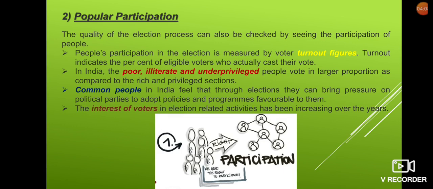The third aspect of participation is of the common people in India. They feel that through elections they can bring pressure on the political parties to adopt policies and programs favorable to them. The fourth aspect is that the interest of the voters in election related activities has been increasing over the years. So the popular participation by the Indian people proves that the elections in India are democratic.